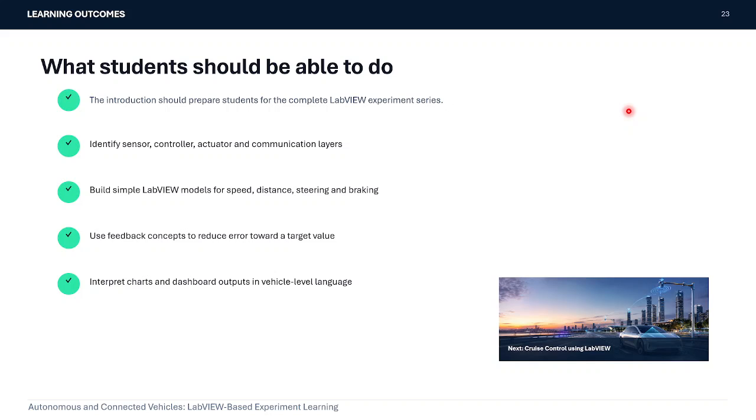We are not going with the full theory concept. We go with LabVIEW series one: identify the sensor, controller, actuator, and communication layer, all from the LabVIEW platform. Build a simple LabVIEW model for speed, distance, steering, and braking. Use the feedback concept to reduce the error towards the target value. Then interpret the chart, dashboard, and output in vehicle-level language.